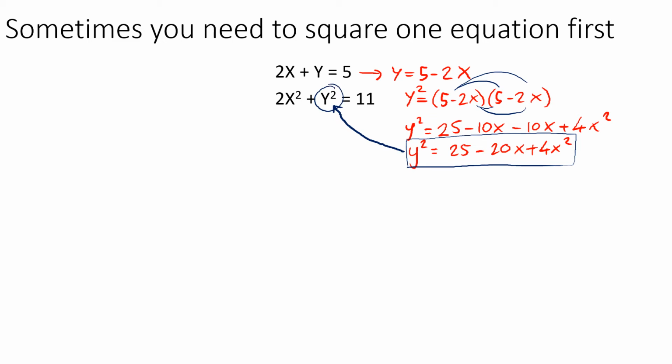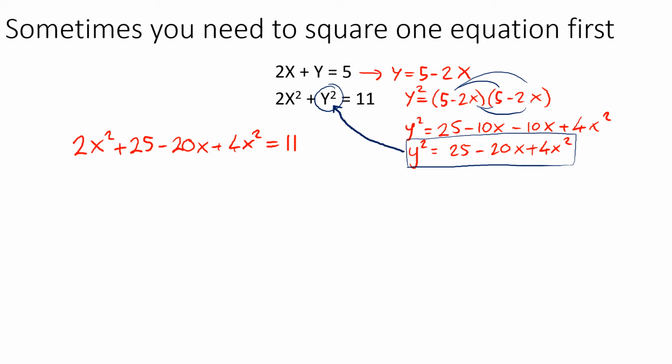Okay, so let's give ourselves a little bit of room here. We have 2x squared, that's not changing, plus y squared, so plus this 25 minus 20x plus 4x squared, and that's all equal to 11. So we've taken this equation here and we've substituted in the thing we found out that y squared was.